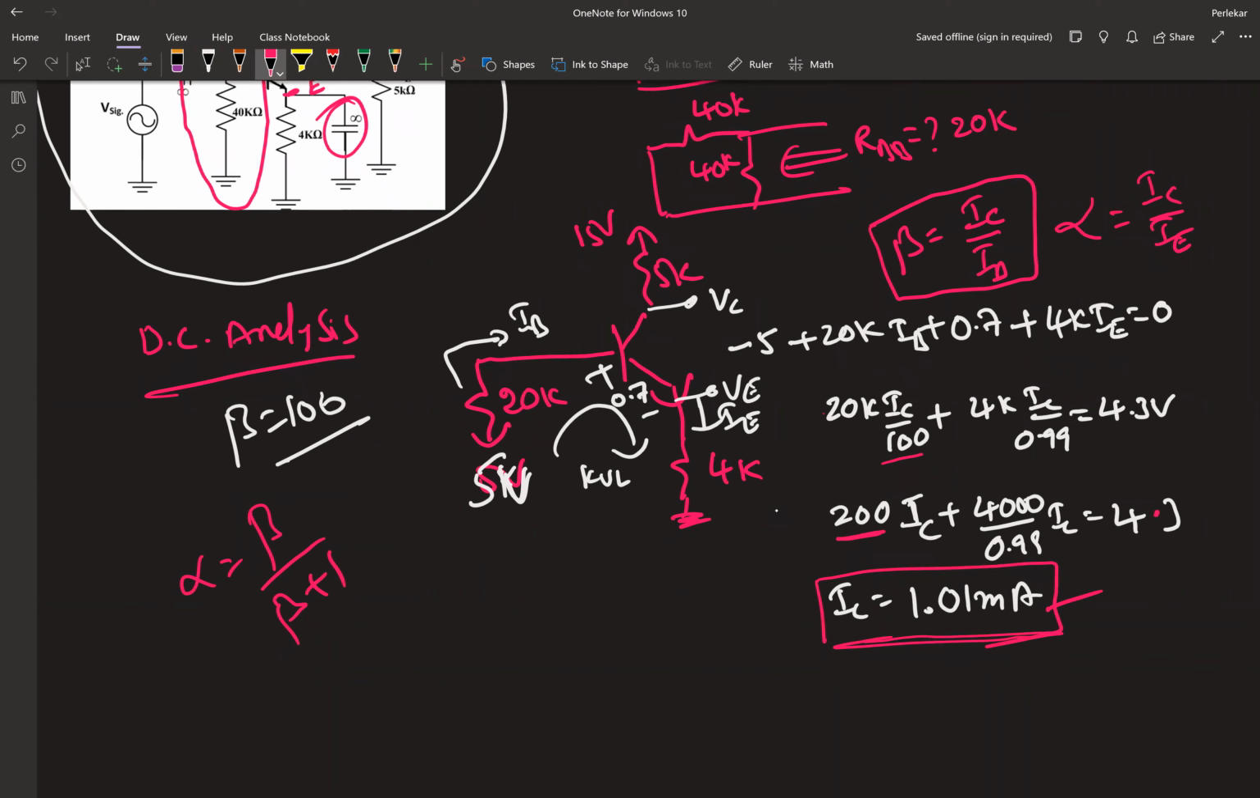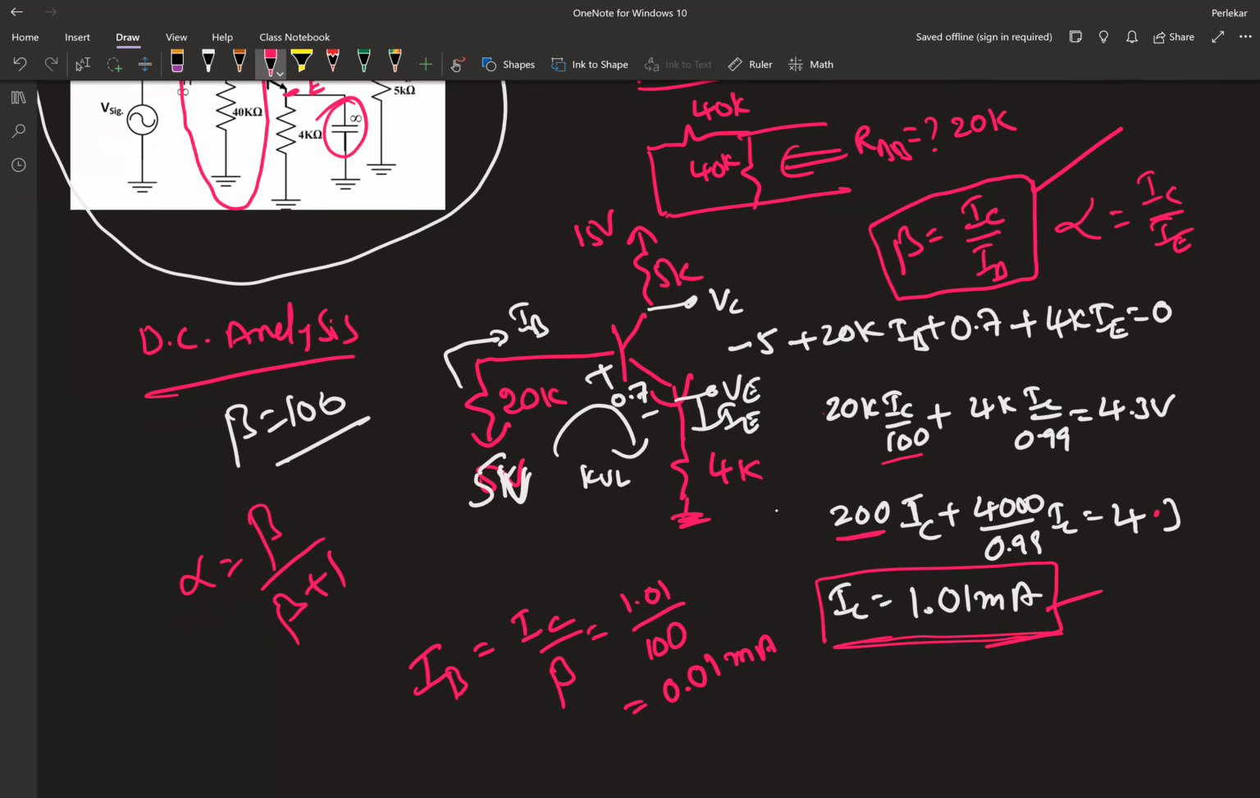Now I'm going to find IB. IB must be IC over beta. IC is 1.01 and beta is 100. So it's going to be 0.01 milliampere. That's my IB.